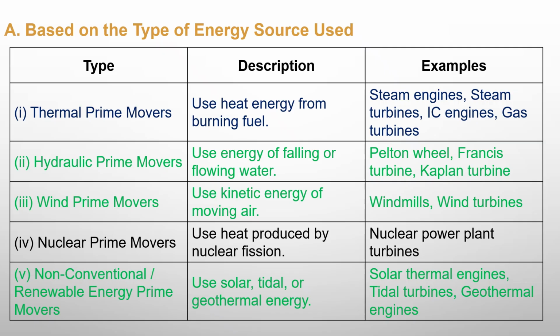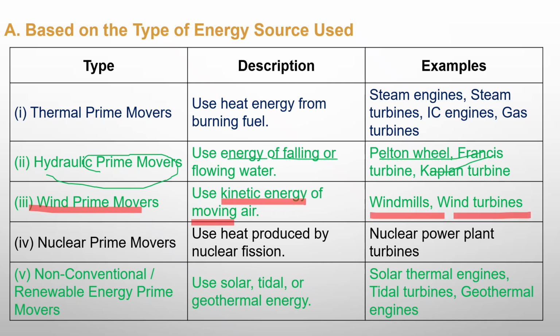Whenever we are talking about the hydraulic turbine or hydraulic prime mover, they are using the potential energy of the stored hydraulic energy, and that is used to run the Pelton wheel, Francis turbine or a Kaplan turbine. If we talk about the next part, that is a wind prime mover. In case of a wind prime mover, we are using the kinetic energy of the moving air. We are using a windmill or wind turbine to produce mechanical power, or you can say electrical power.